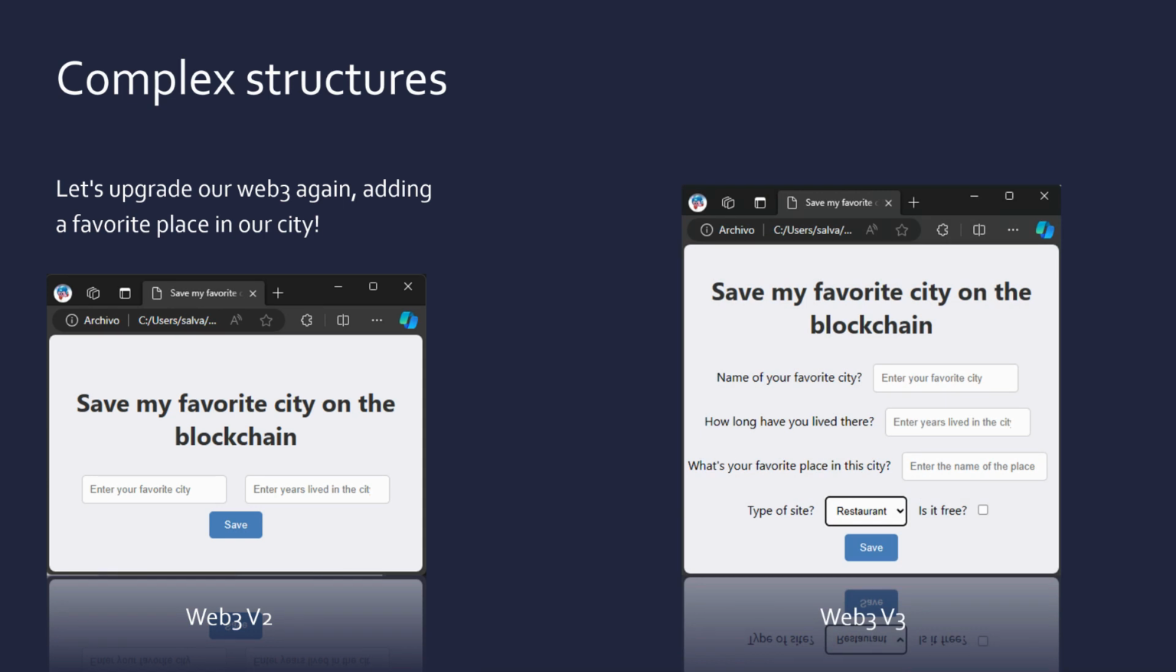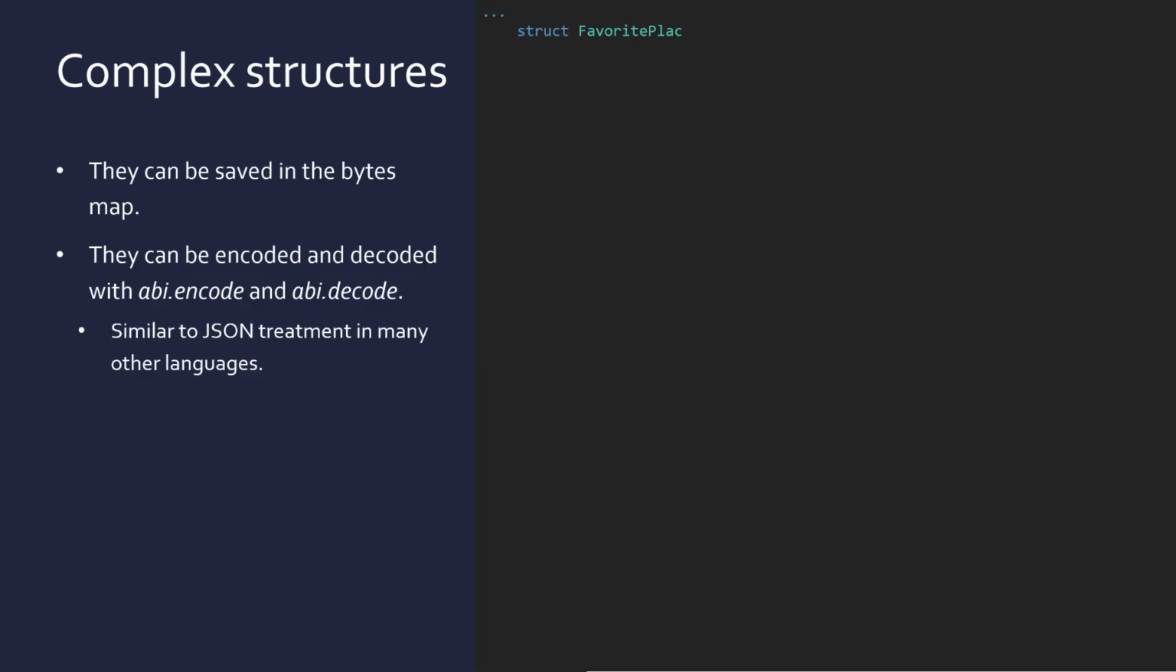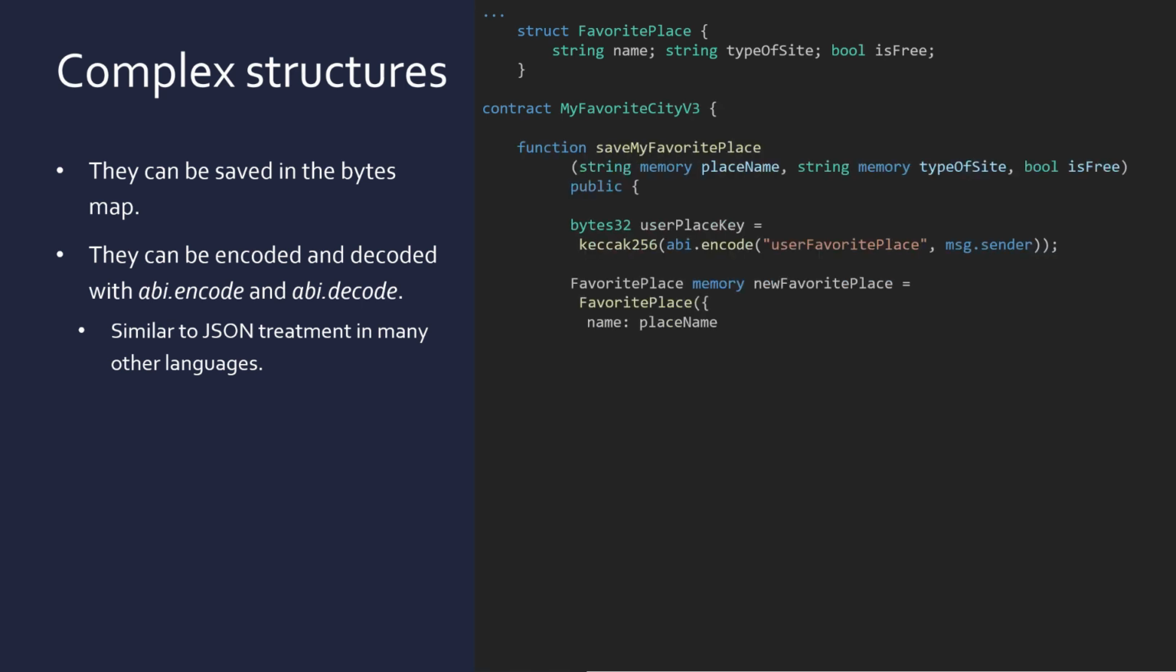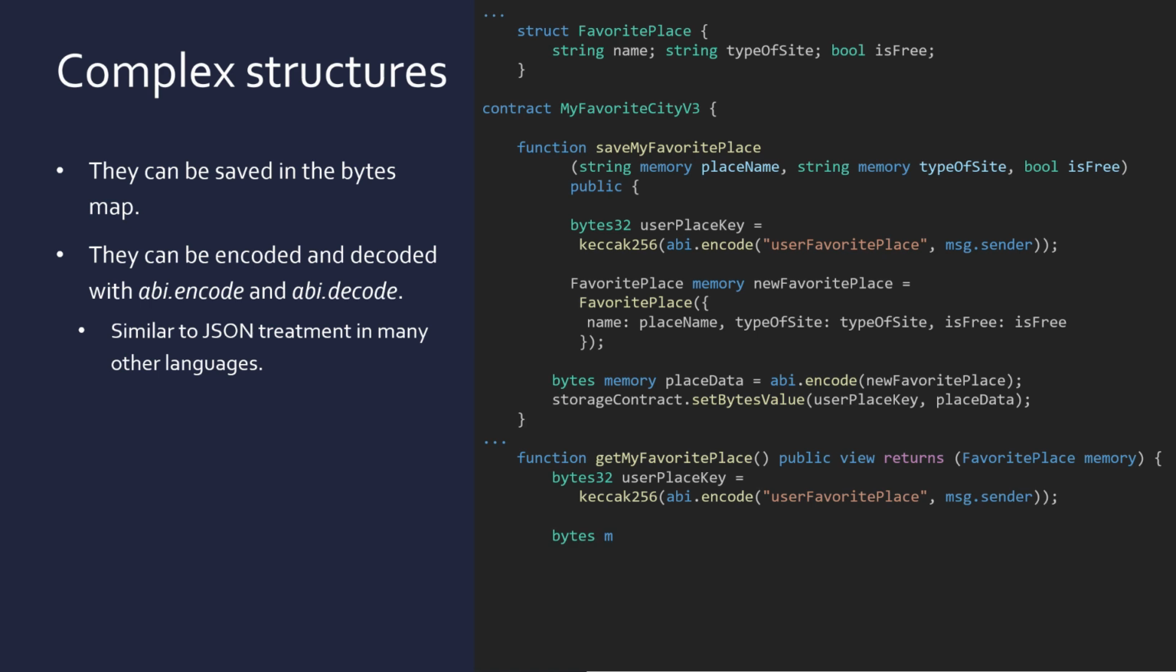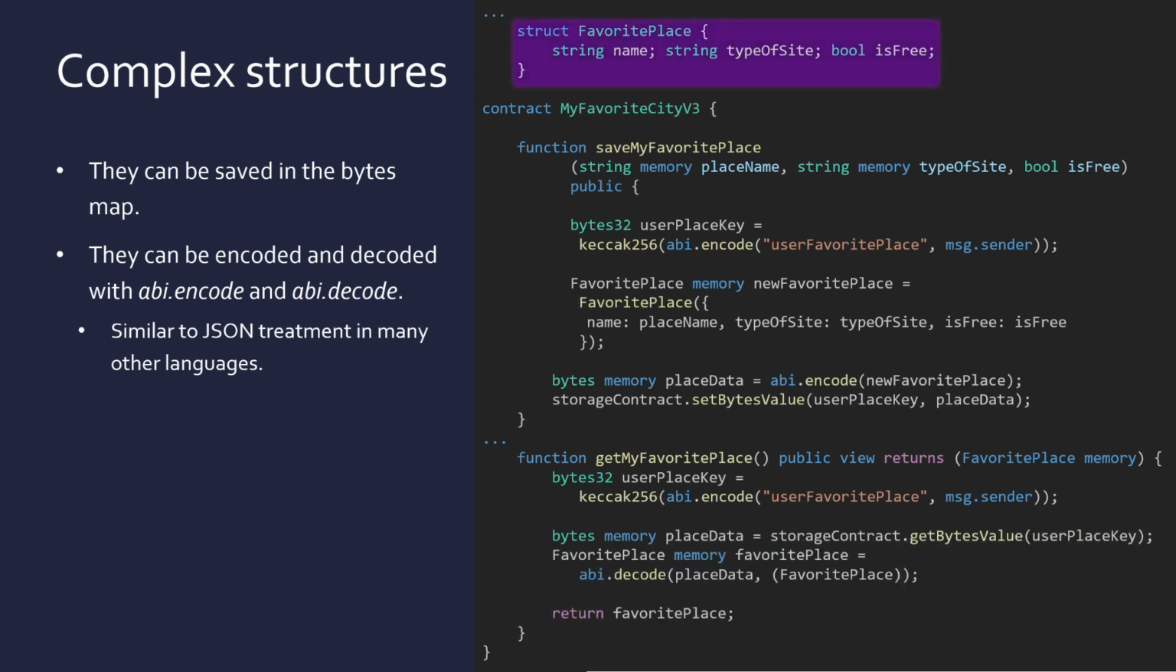But what if we have properties with complex types, like structs? Let's explore one example. Say that we want to develop a third version of our Web3 to store our favorite place in our favorite city, categorizing it, and stating whether this is a free place to go or not. We will save this new data in a struct with a couple of strings and a boolean. We will use the same technique to calculate the key for the map. We can encode the struct and use the bytes map to store the data.